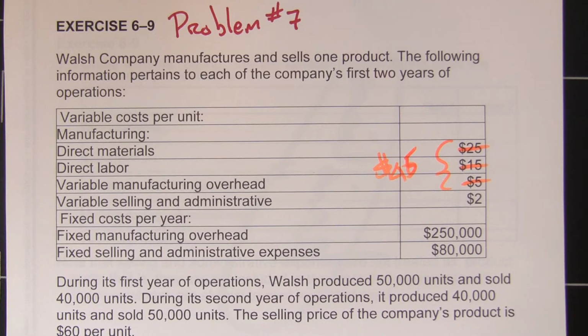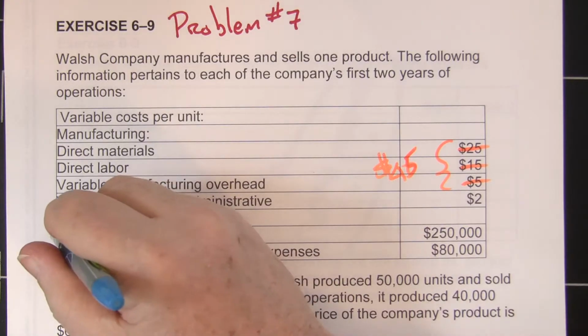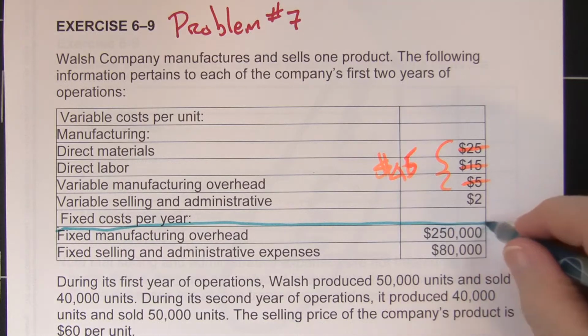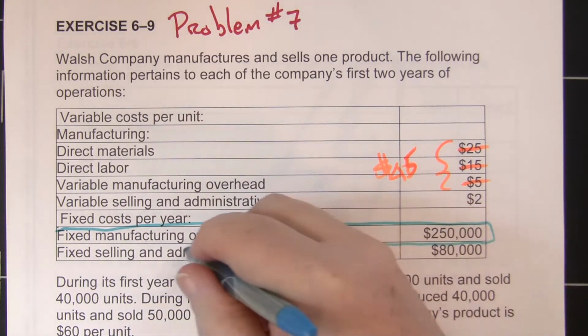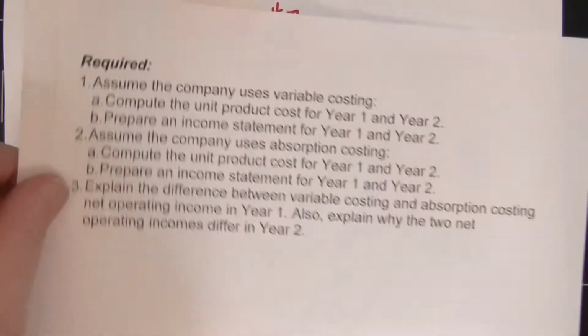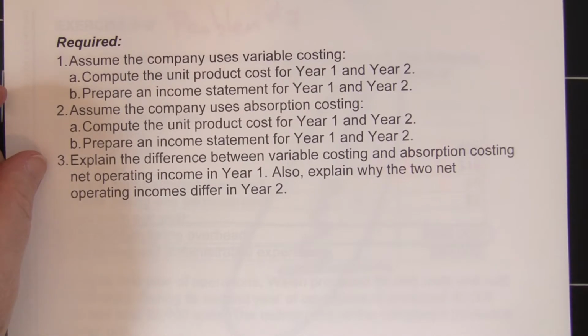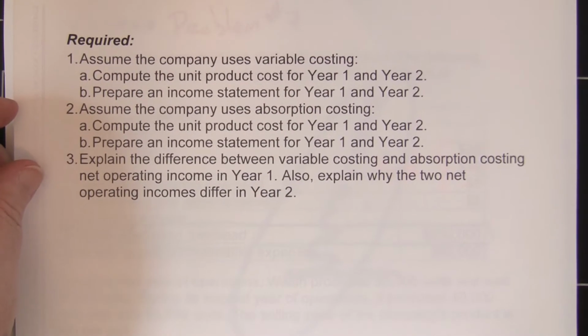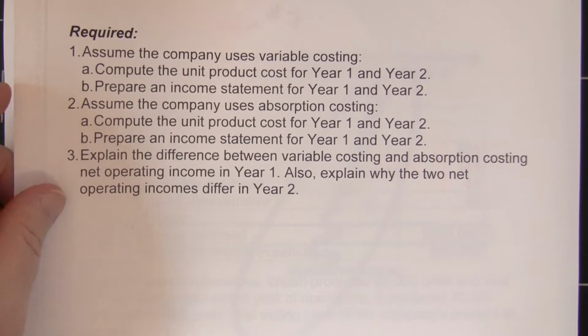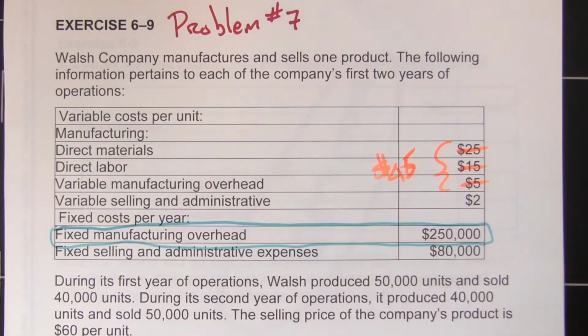If they use absorption costing, this is the piece we're going to have to think about. So, let's see what they tell us. Compute the unit product cost for year 1 and year 2, and prepare an income statement for year 1 and year 2. Well, okay, we can do that. That's not so tough.